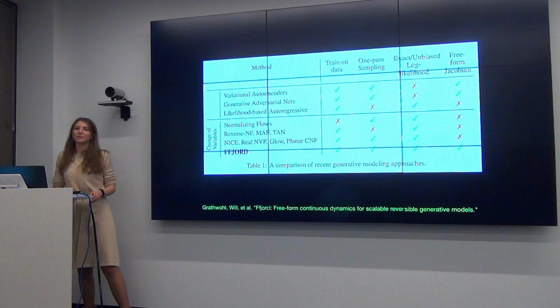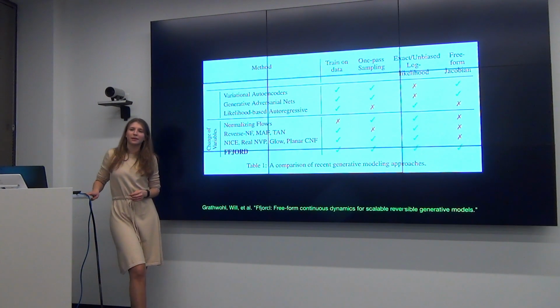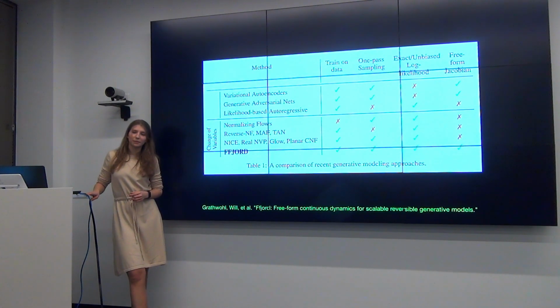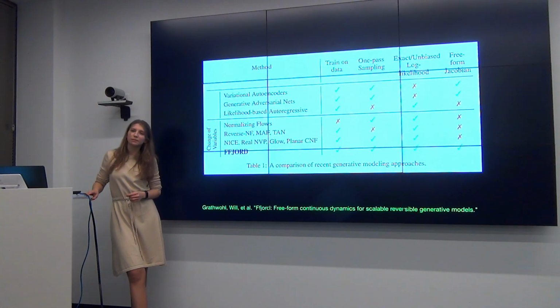Excuse me. I think that actually you have some form of restriction for the Jacobian, because if you look at the training equation for FFJORD, you can see that when you apply the parameters, you have the integral of the trace of the Jacobian.